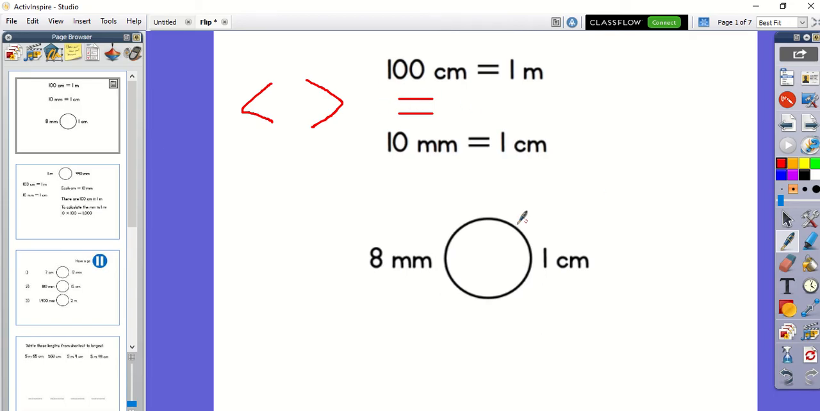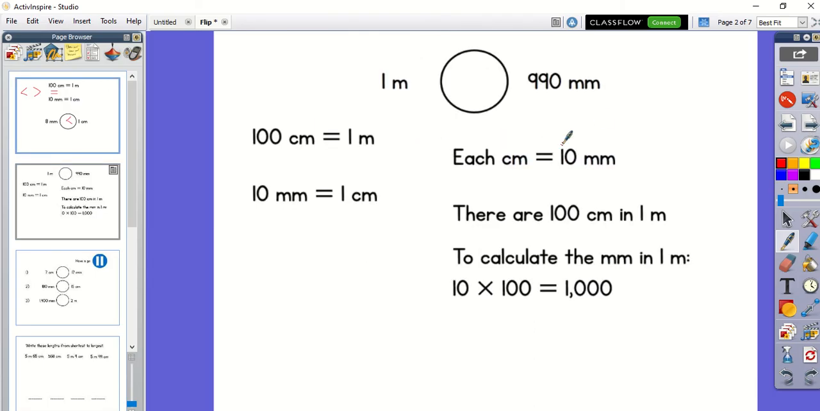As an example, we've got 8 millimeters and 1 centimeter. Now what's important to remember is it takes 10 millimeters to make 1 centimeter. So 8 millimeters must be smaller than 1 centimeter. So my crocodile, very hungry, is going to want to eat the 1 centimeter. So I've used that symbol.